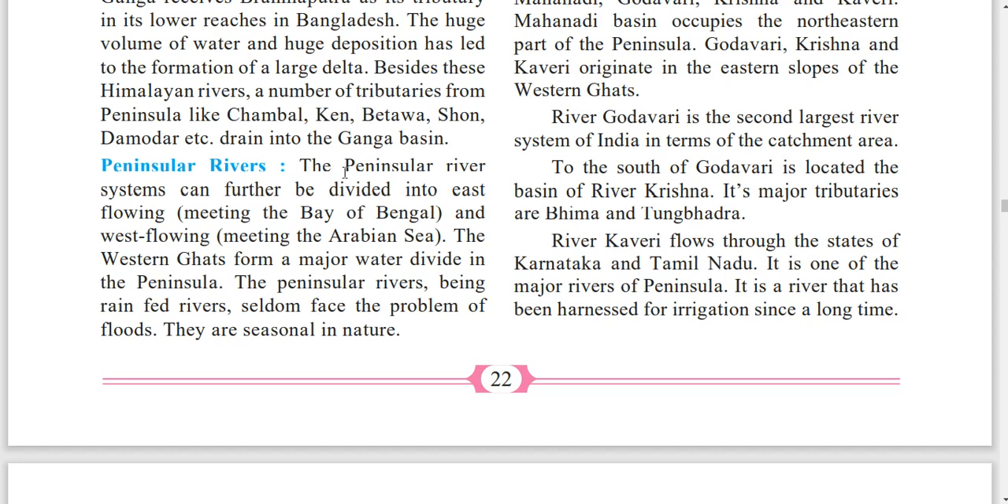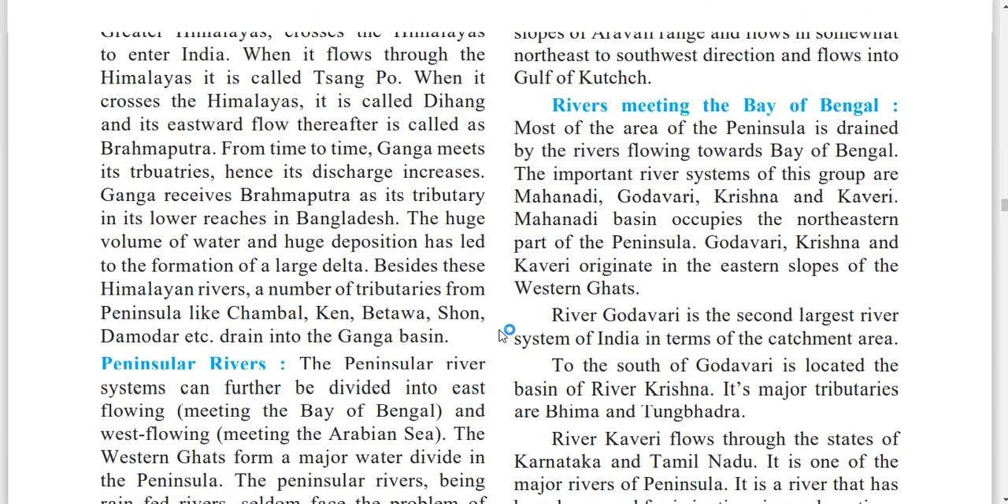Peninsular rivers. The peninsular river systems can further be divided into east flowing, meeting the Bay of Bengal, and west flowing, meeting the Arabian Sea. The Western Ghats form a major water divide in the peninsula. The peninsular rivers, being rain fed rivers, seldom face the problem of floods. They are seasonal in nature.